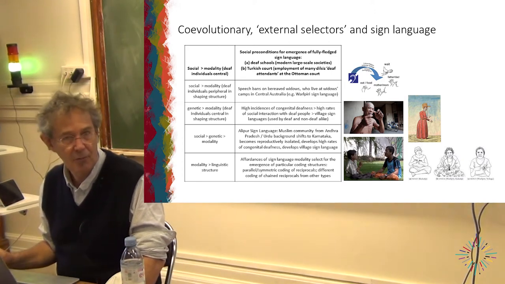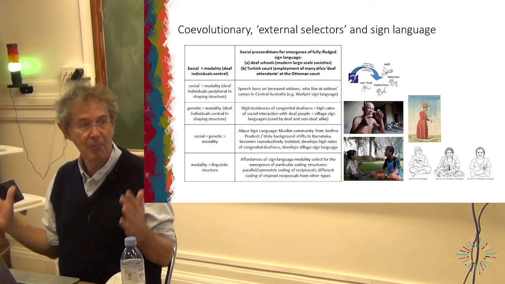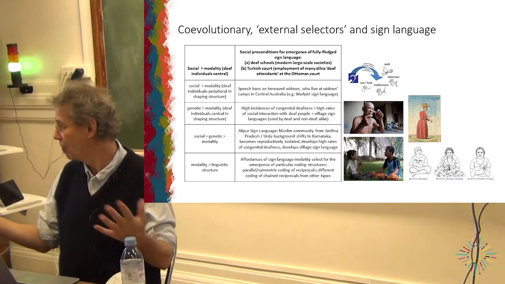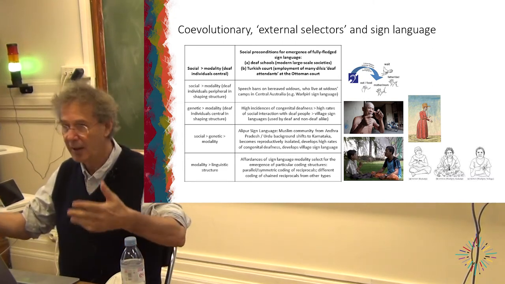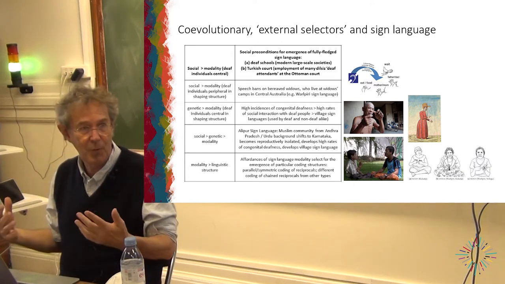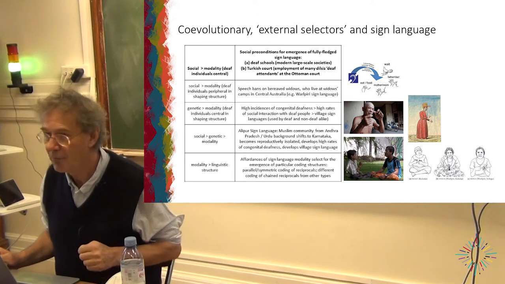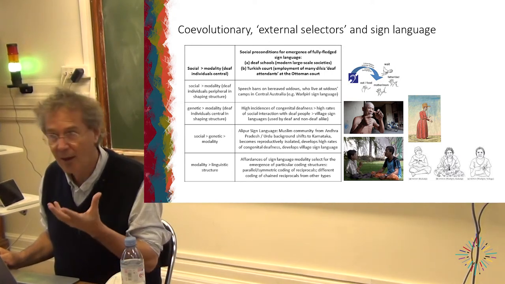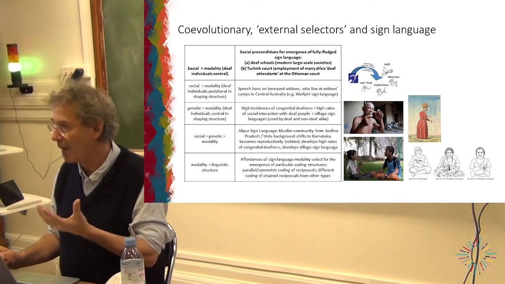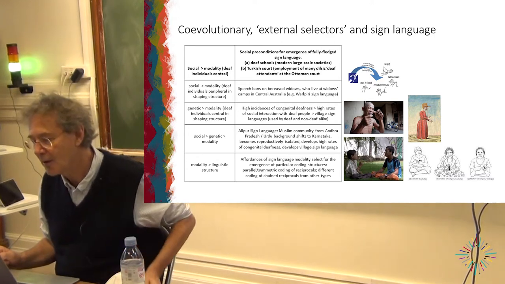Because one of the special things about sign language is that you can make signs with two hands at once, which you can't do in speech, right? So there are certain things where we find actually architecturally different grammatical solutions in sign language that wouldn't be easy to do in spoken language.